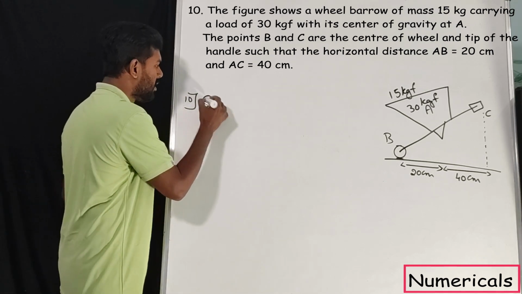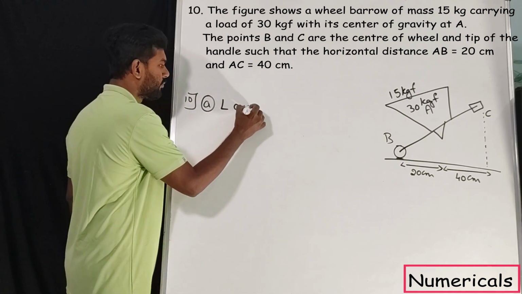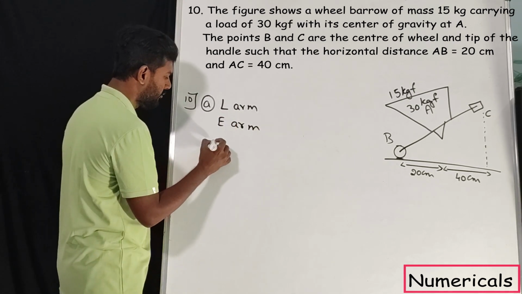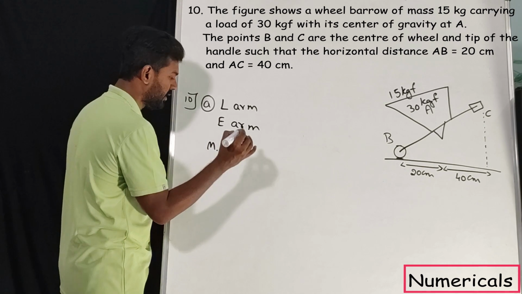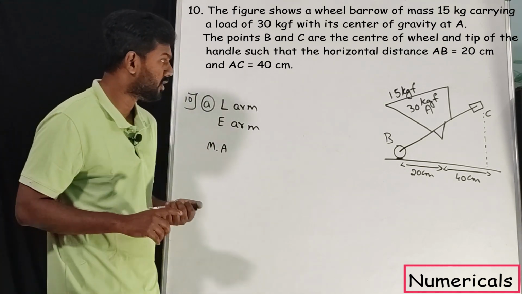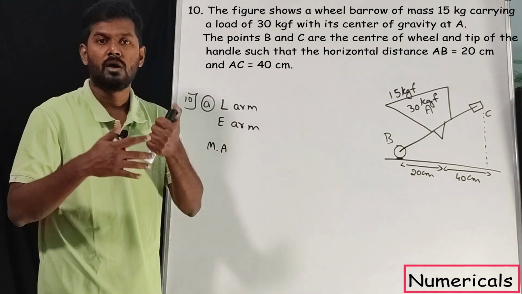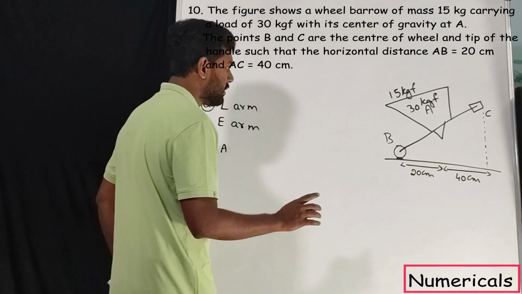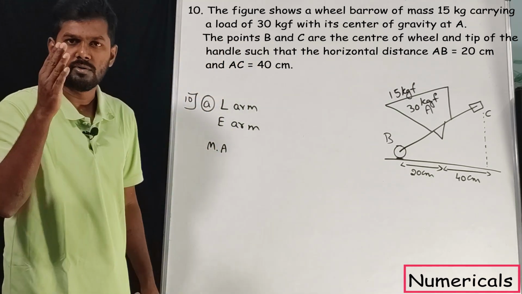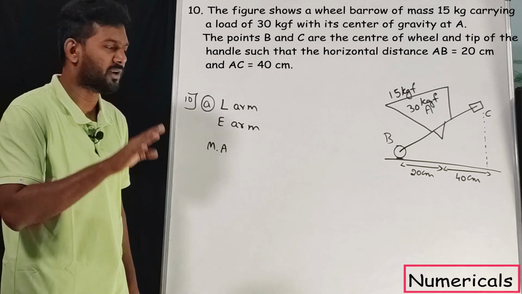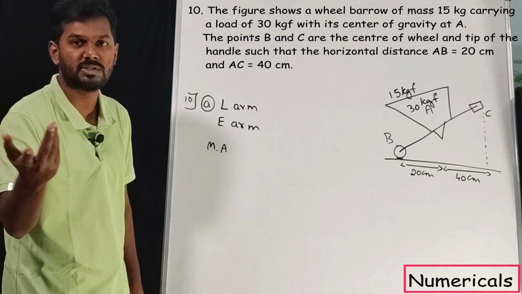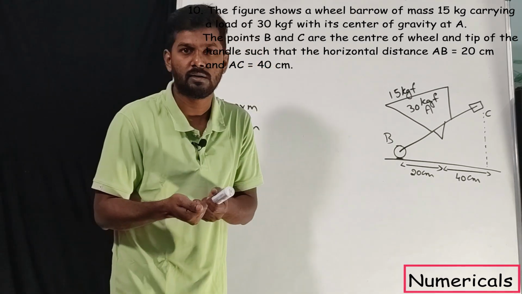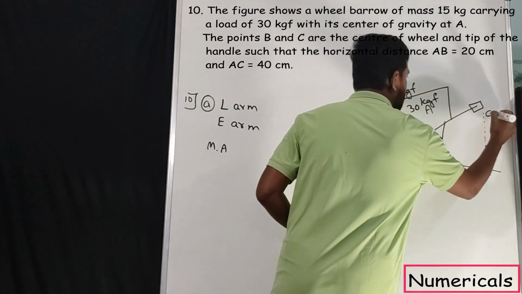Okay, first we will find load arm, effort arm. Then we'll go for mechanical advantage. Listen. To find load arm and effort arm, there is no calculation required. Just an analysis is enough. What do you mean by load arm? The distance from the load to the fulcrum. First you need to understand which is load, which is fulcrum, and which is effort here. See where you are holding the handle. That is nothing but effort.